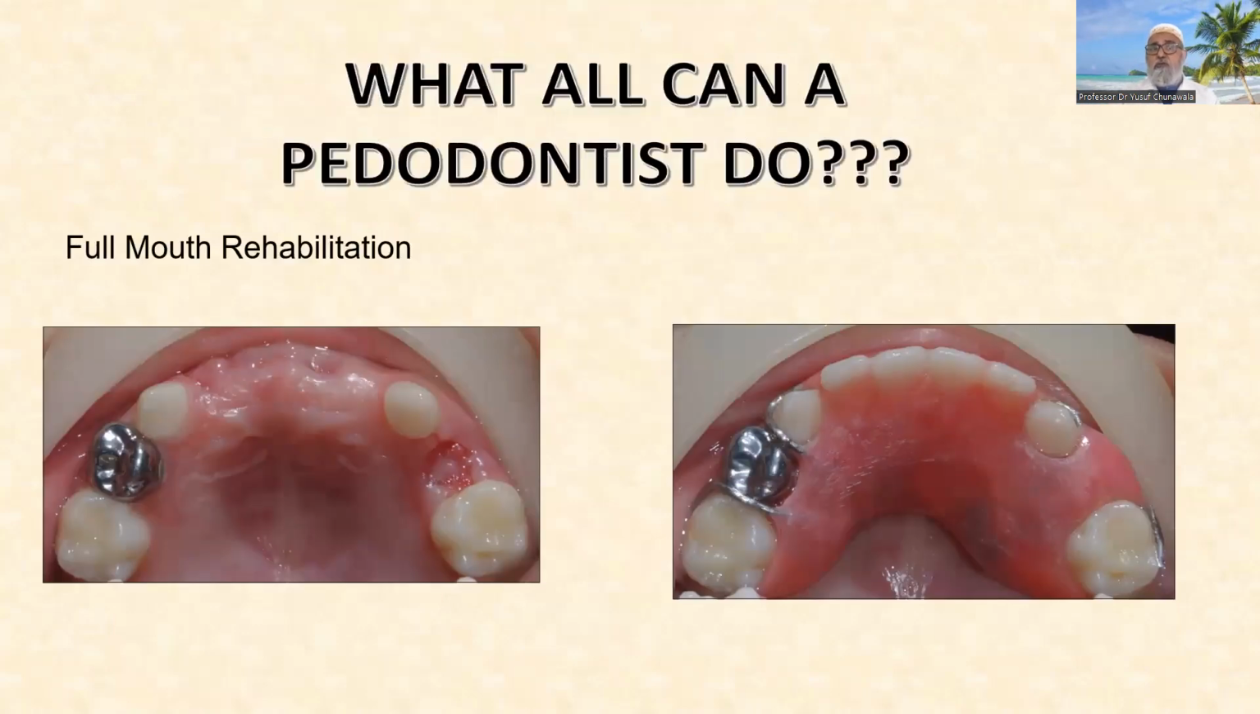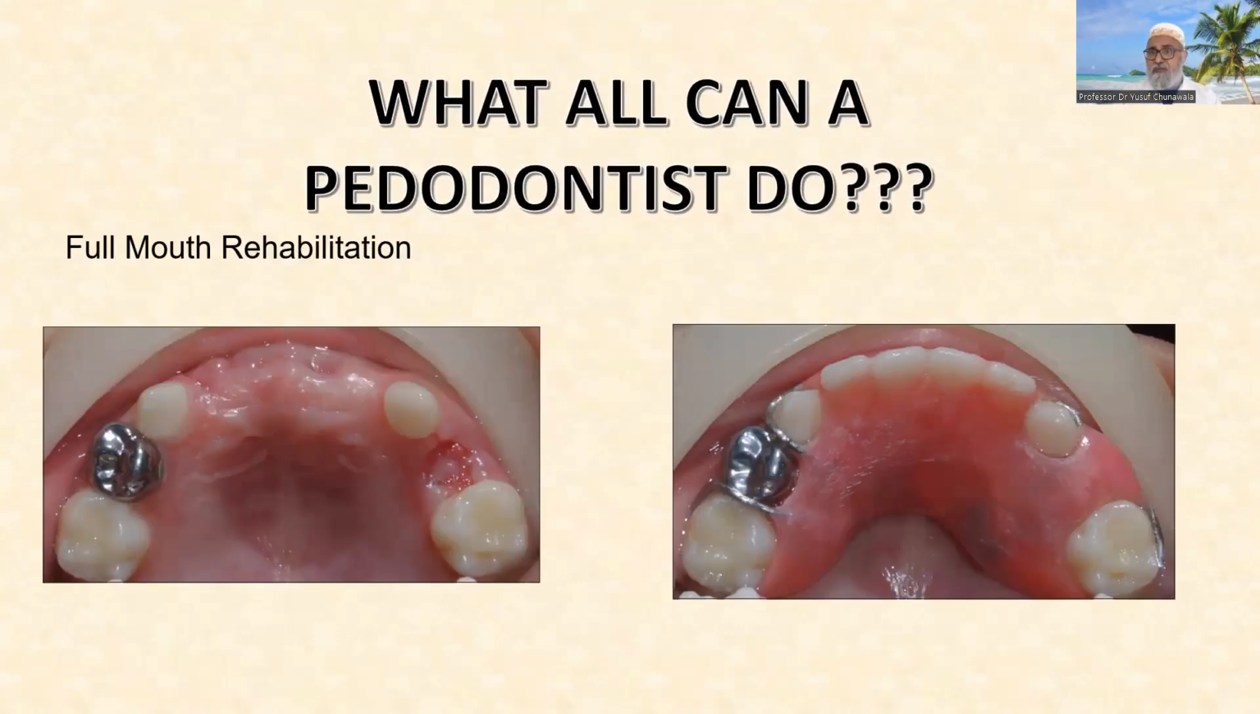And then full mouth rehabilitation. Full mouth rehabilitation is very critical. It's not just about filling or removing teeth. Even now, children are wearing dentures. You have to make removable partial dentures for children, crowns, everything comes.